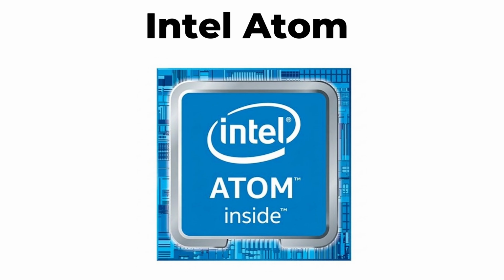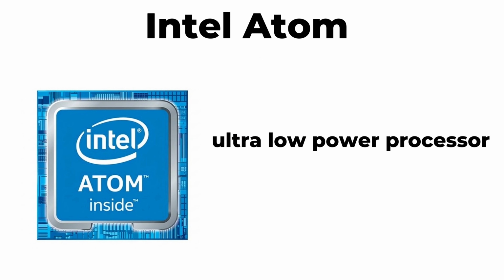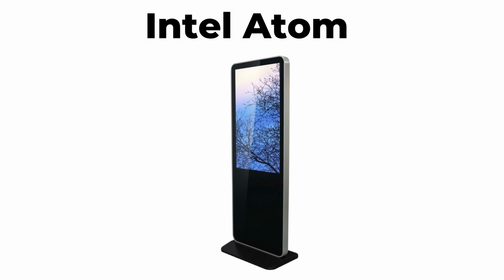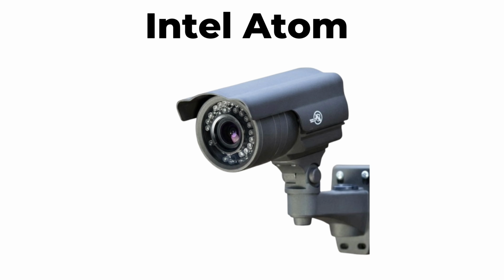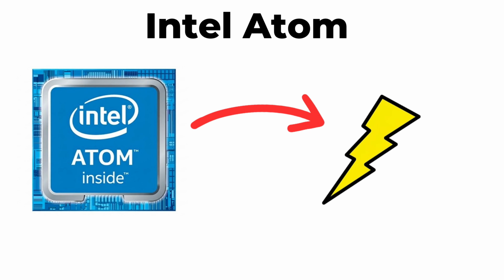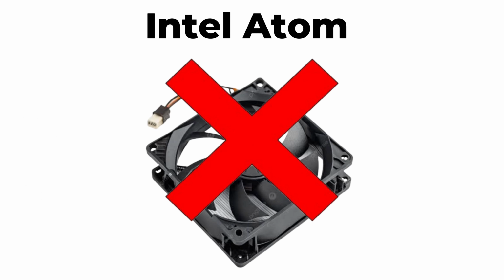Intel Atom. Intel Atom is an ultra-low power processor for small and portable devices. You'll find it in point-of-sale machines, digital kiosks in malls and airports, and security cameras. It consumes very little electricity, so it doesn't need fans or large cooling systems.